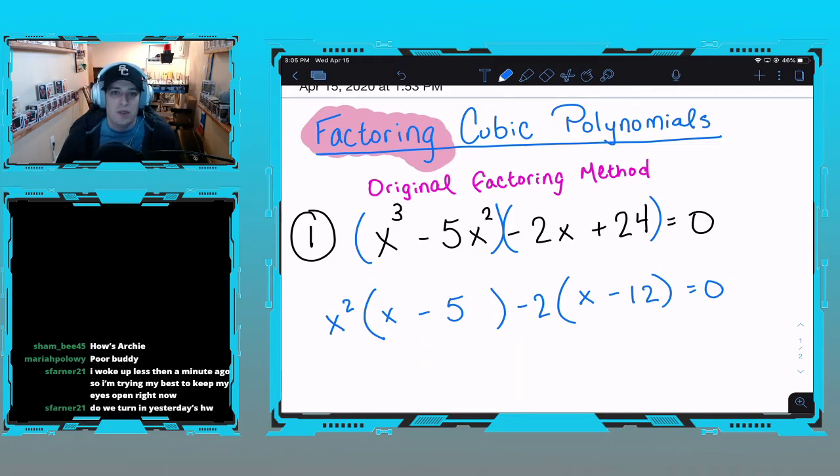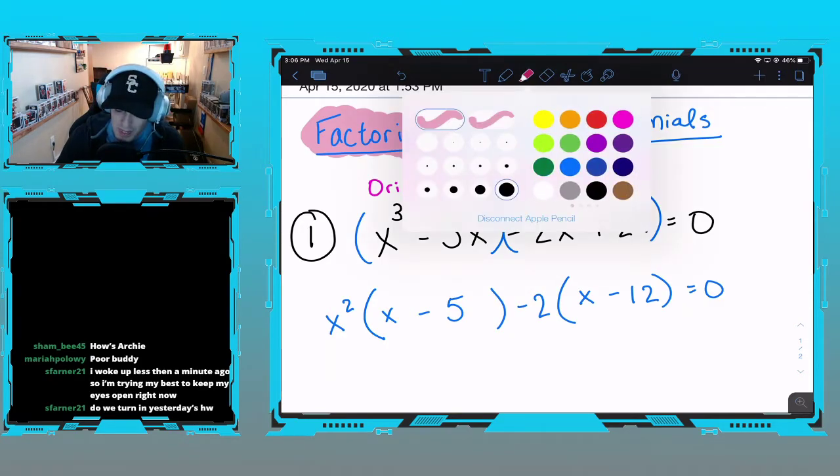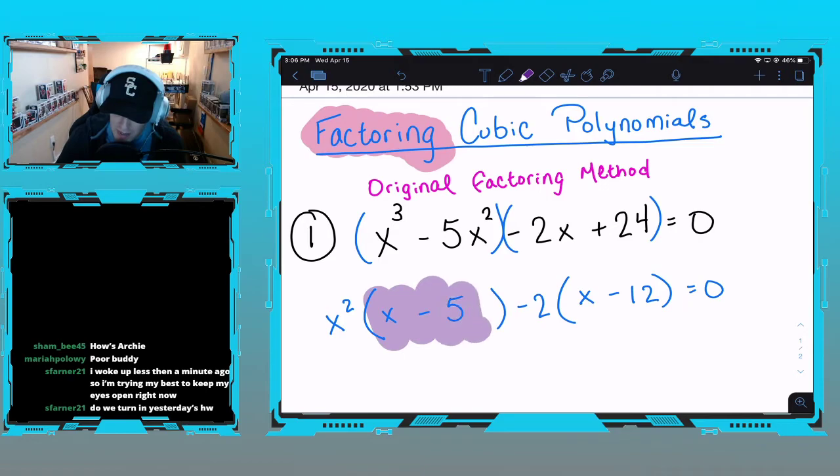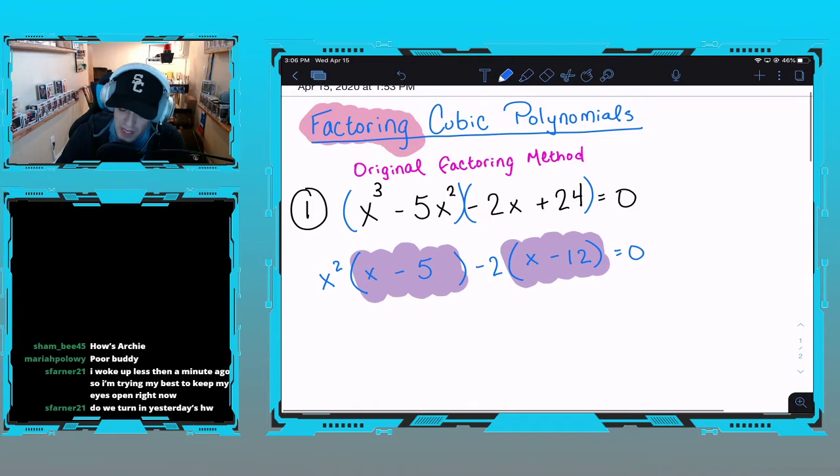Now, if you guys recall, when we did this factoring method a few months back, we said that we know that we did everything right as long as the bubbles are the same. So in this problem, if you were to look at these 2 bubbles, the x minus 5 and the x minus 12, they're not identical. We cannot factor this with grouping. So factoring by grouping cannot be done.